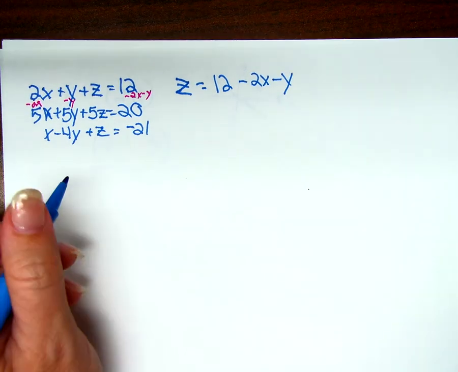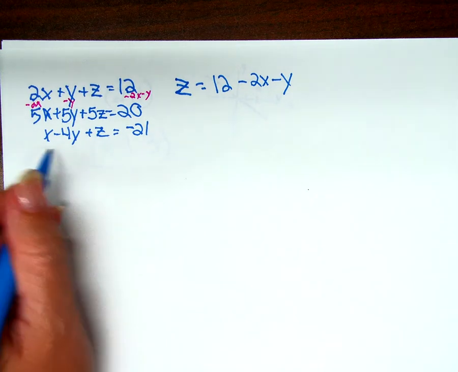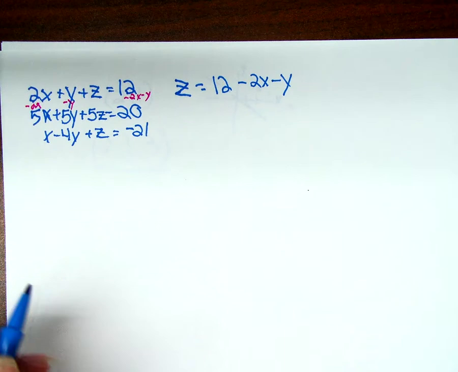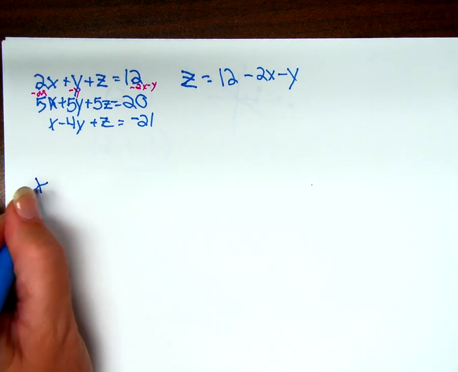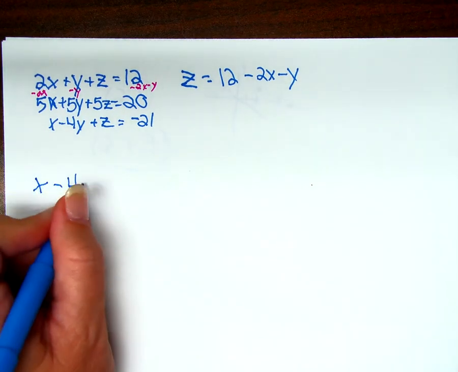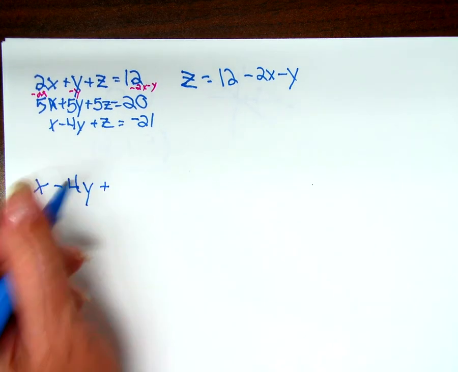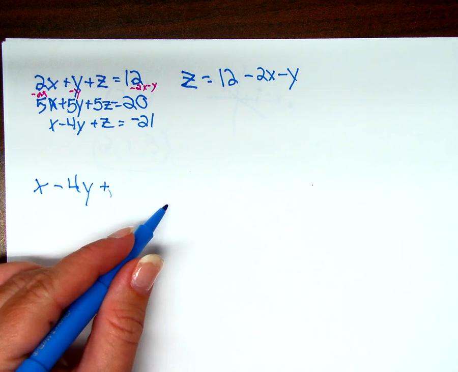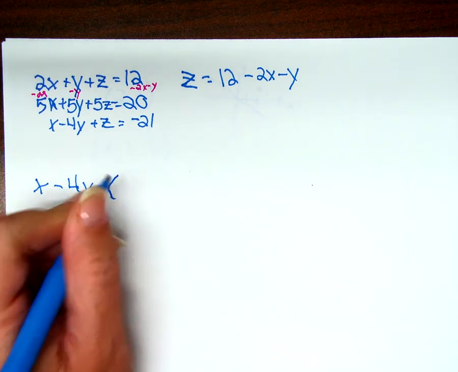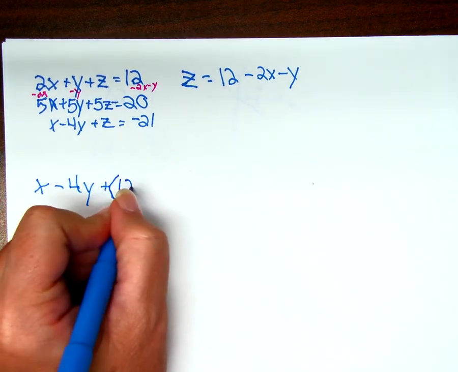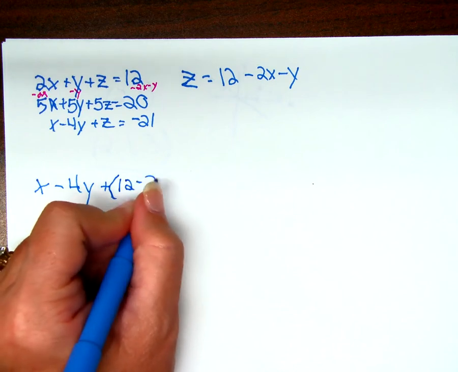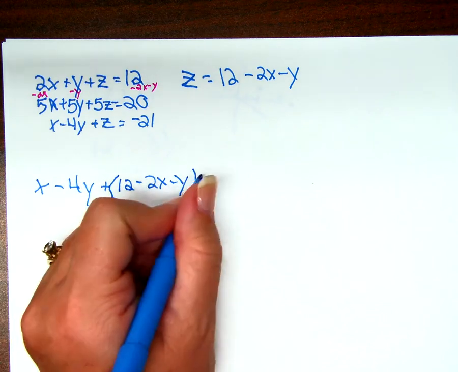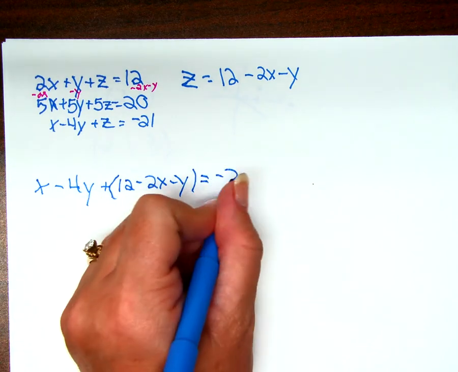Third one, okay. So I'm going to rewrite the bottom equation, this third equation, but instead of writing the z, I'm going to put in what I know for z. So I'm going to write x minus 4y plus all of that. Now there's no multiplier. If there was a multiplier, I'd put it with parentheses, right? I'll go and put the parentheses just so we can have a conversation about it. 12 minus 2x minus y equals negative 21.